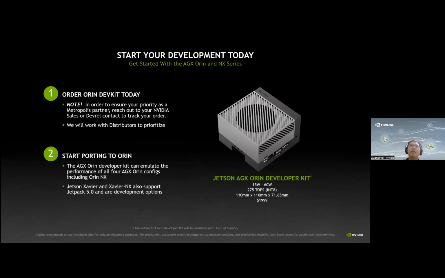The development kit is already available today, so you can start your development today with the Orin development kit. One of the features inside the Orin is that you can run an emulation mode. The emulation mode can run on all four of the Orin modules I shared just now: the AGX 64 gig, 32 gig, the 8 gig NX, and the 16 gig NX. By having this, you can know the benchmark and performance you are getting on the Orin NX and also the AGX, so that you will know which one is suitable for deployment.